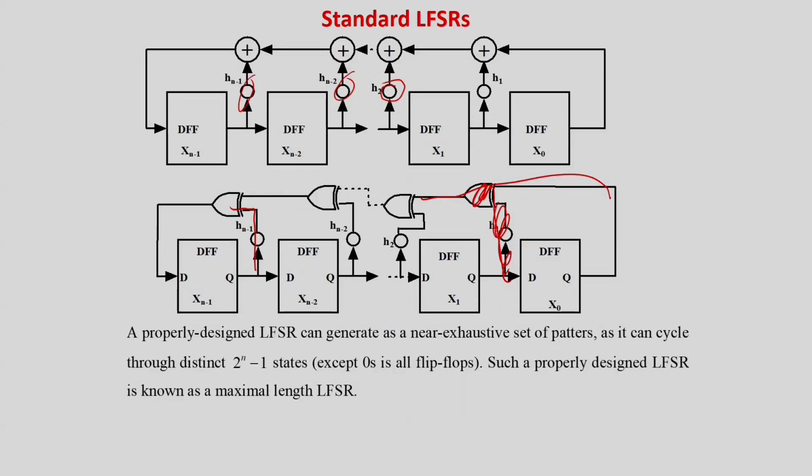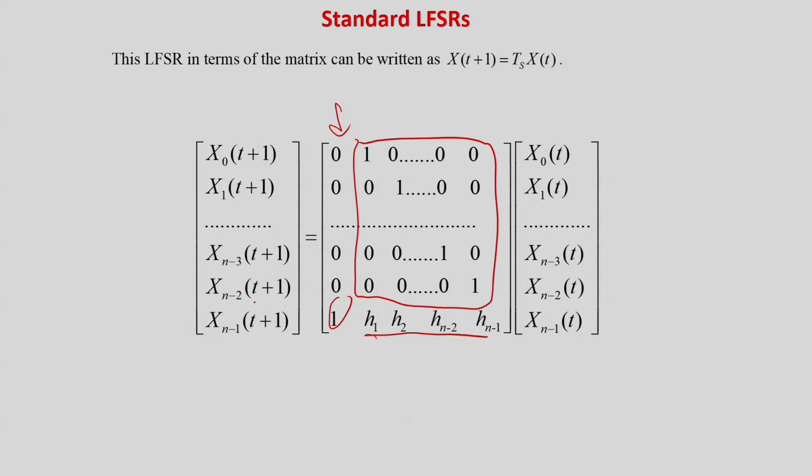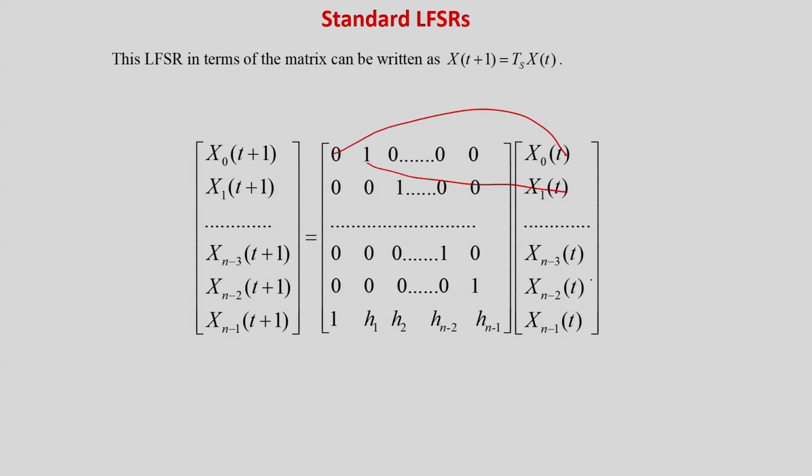For example, for all cases x0 is equal to x1 at the next stage, x1 is equal to x2, and so on up to xn minus 2. So how does this happen? Look at the value of x0 at t plus 1. In this case, this is multiplied with this and so forth, and all others are 0. So x0 at t plus 1 will be equal to x1 of t.